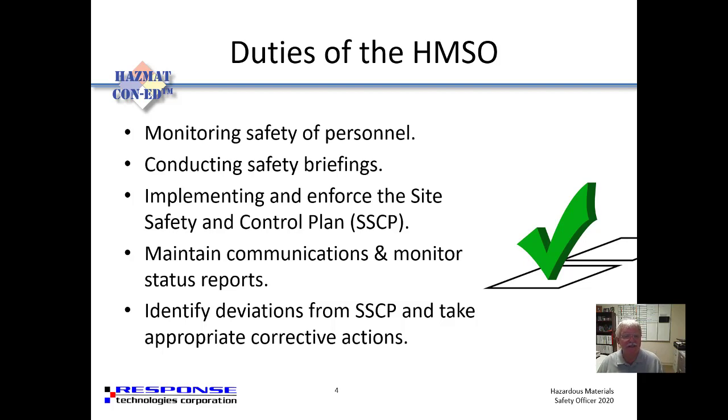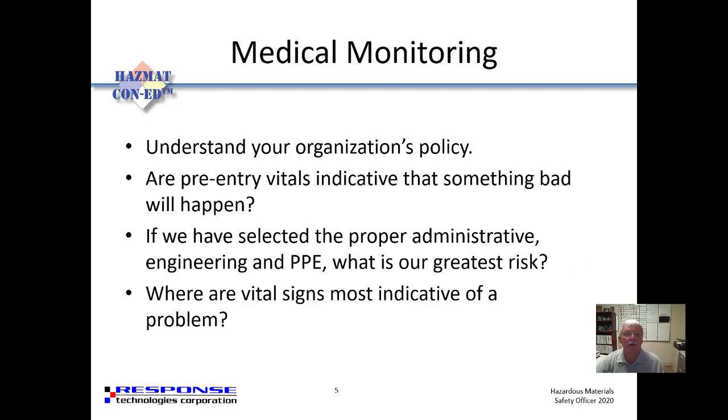We're going to monitor the status of things going on, both within the entire command structure and within the hazmat group, because the safety officer needs to know if there's something going on outside the hazmat group's area of responsibility that could impact their operations. And then we want to look for any deviations from the site safety and control plan and make sure that we take appropriate corrective measures.